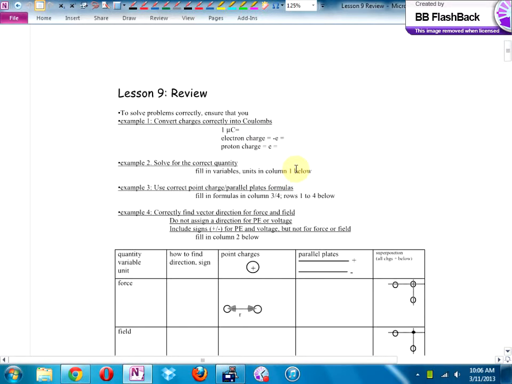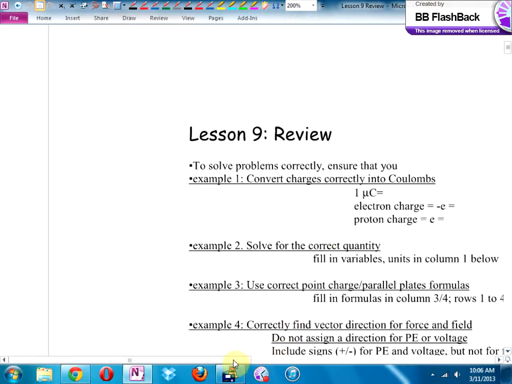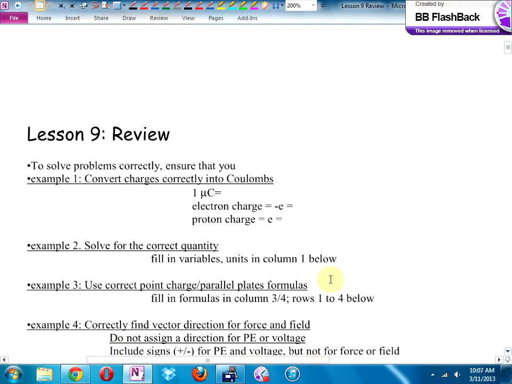To solve problems correctly, the first thing you're going to need to do is make sure that you convert charges into coulombs. The most common prefix we're going to use is that little mu, which is micro. What's 1 microcoulomb? That one's worth memorizing. In fact, if kids are having to look that one up, then I know they haven't done the homework at all.